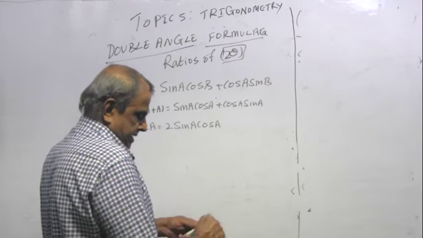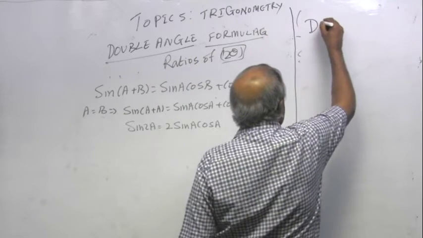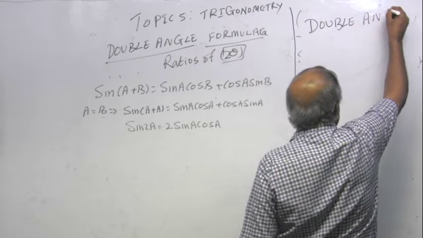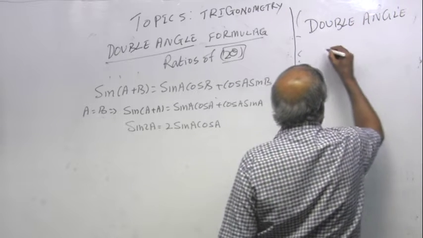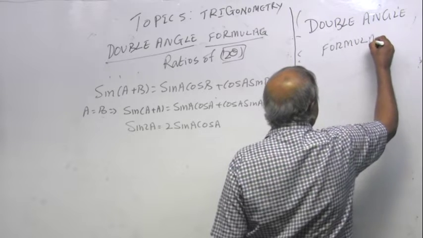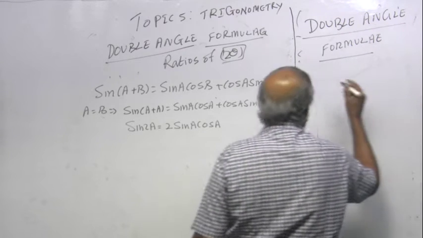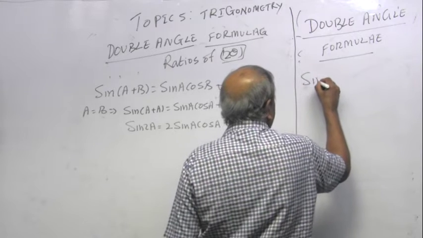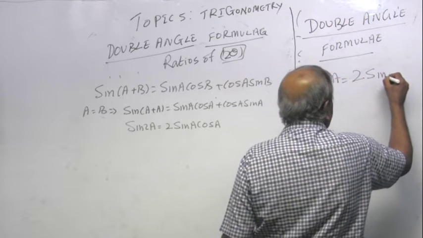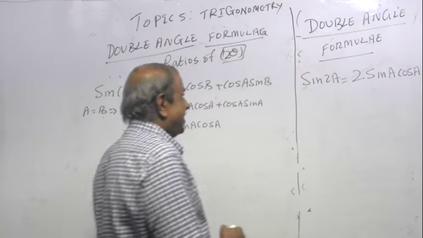So therefore, I can say here sine of 2a. So these are called double angle formula. They are not in the Edexcel formula book. I don't think they are in any formula book. You can deduce them. So first formula I got was sine 2a equal to 2 sine a cos a. I'm sticking to a instead of theta.